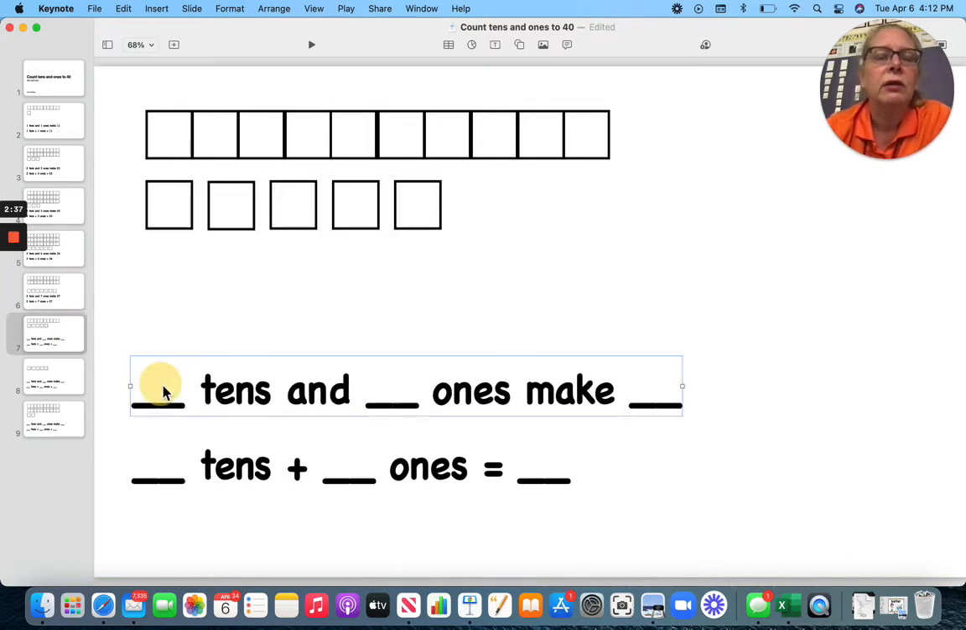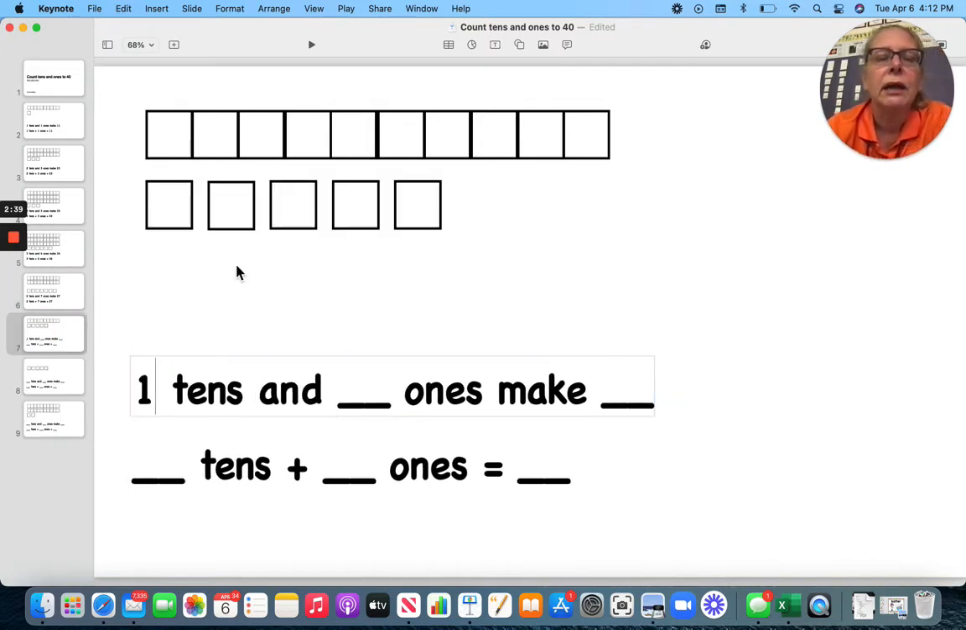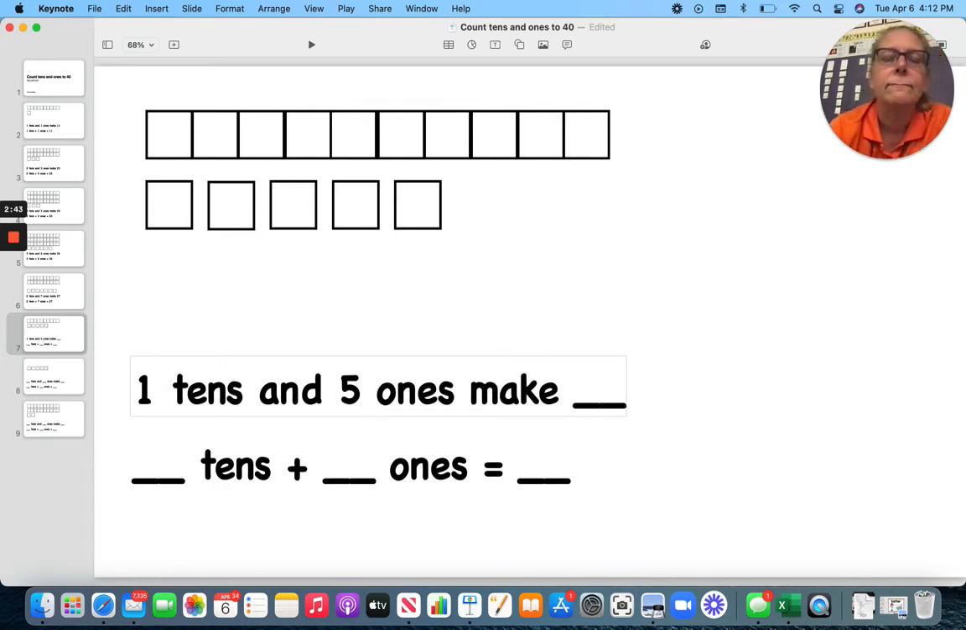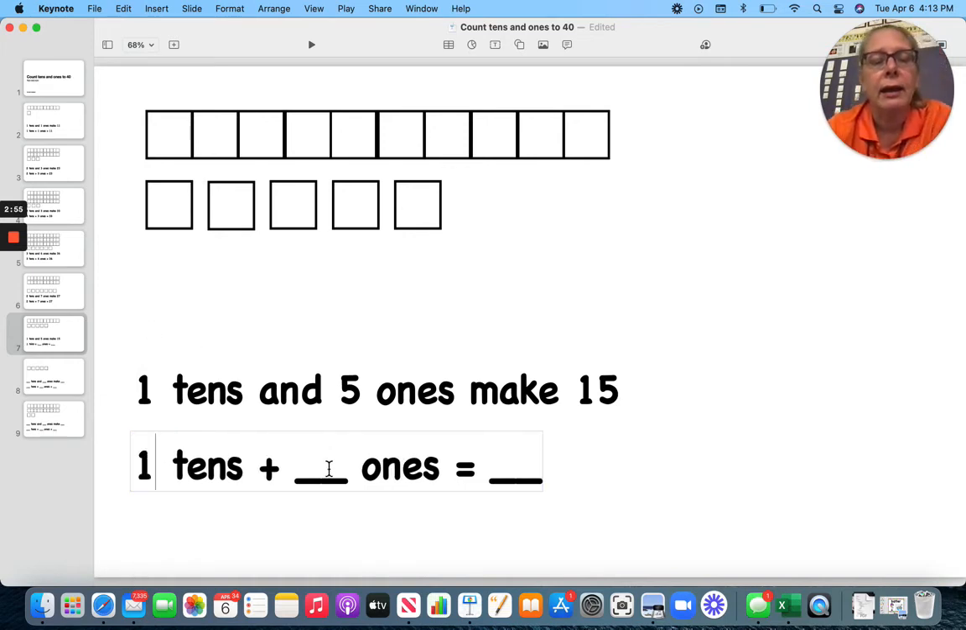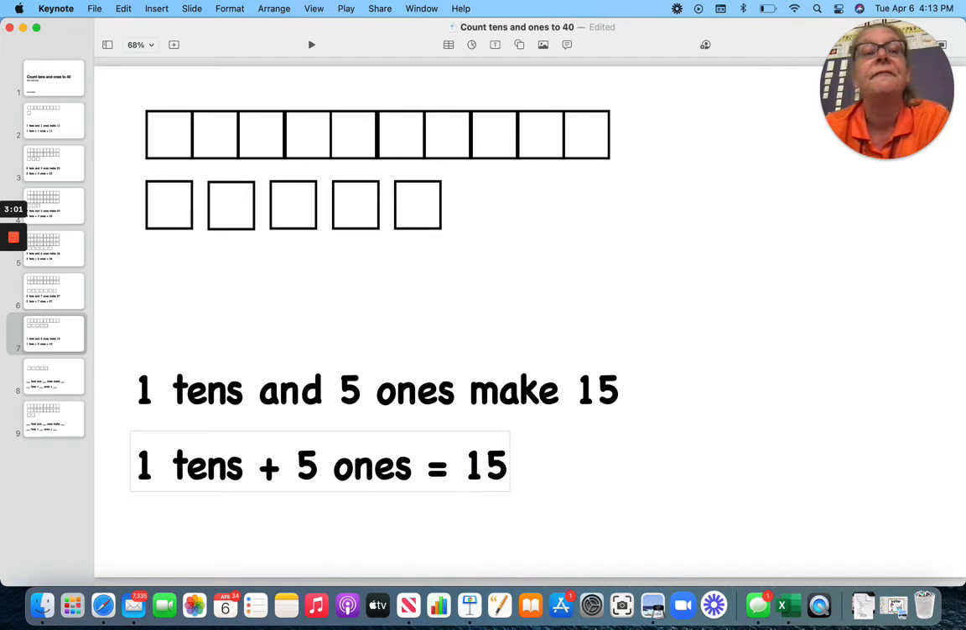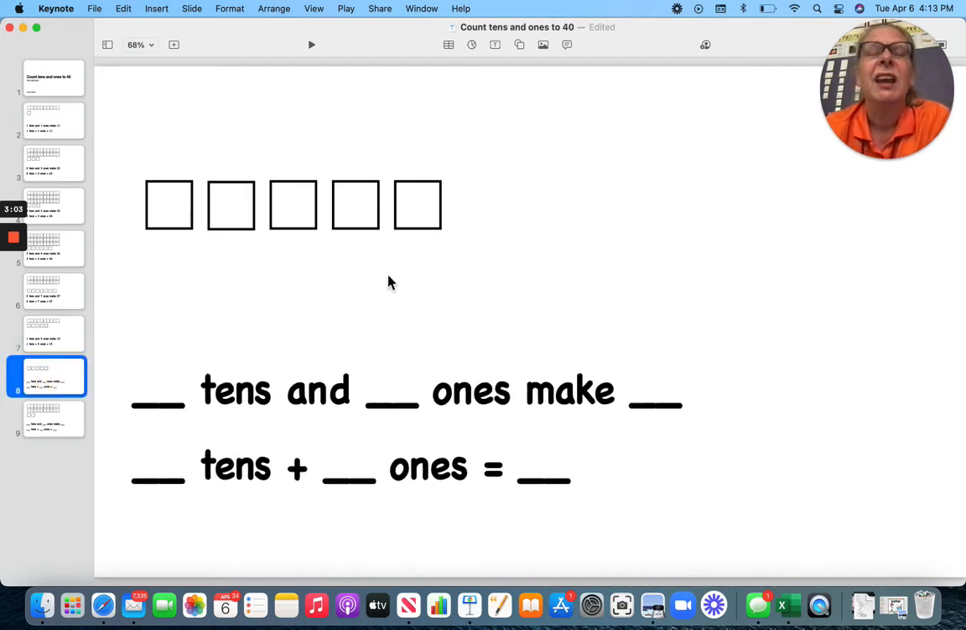Here I have 1 ten and I have 1, 2, 3, 4, 5 ones. So that makes 10, 11, 12, 13, 14, 15. So now I have 1 ten and I add 5 ones. 1 ten plus 5 ones equals, do you remember? 15.